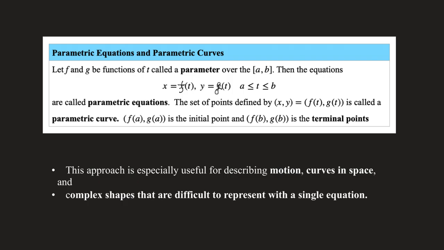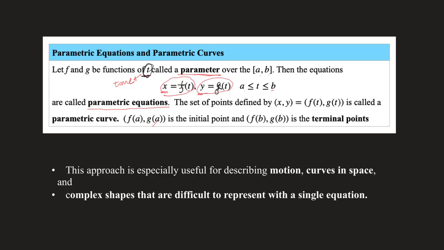This is the definition of parametric equation and parametric curve. Let's introduce a third variable, t. Usually t represents time. We call this variable the parameter. It decides the position of x and the position of y over a to b. T is gonna move from a to b. Then we have these two equations. X depends on time. Y depends on time. Then you have two equations that we call parametric equations.